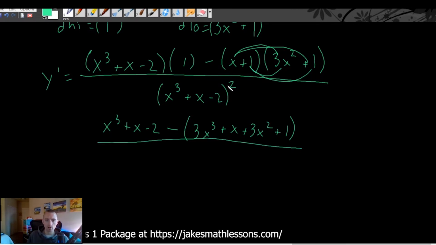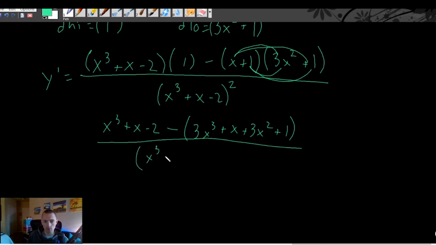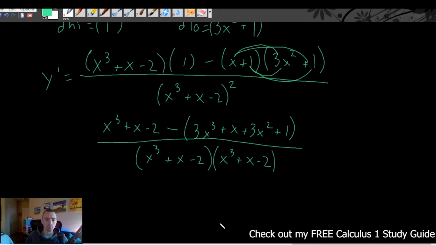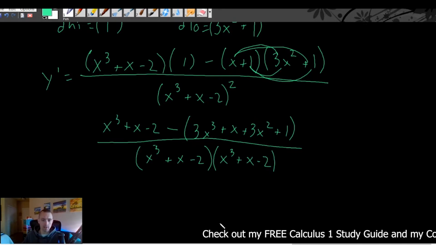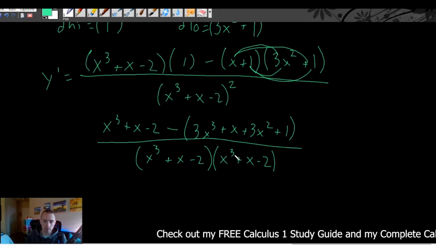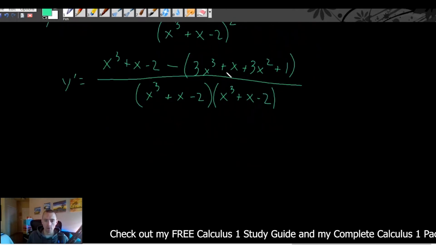On our denominator, again, you want to be very careful. When you have a bunch of terms being added or subtracted together within parentheses like this, and it's all squared, the squared does not simply distribute into these terms. What we need to do is write out x cubed plus x minus 2 times x cubed plus x minus 2. Because remember, something squared just means that thing times itself. We need to multiply this whole thing by itself.